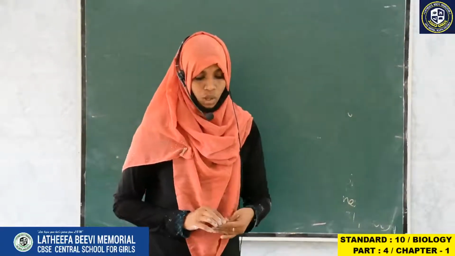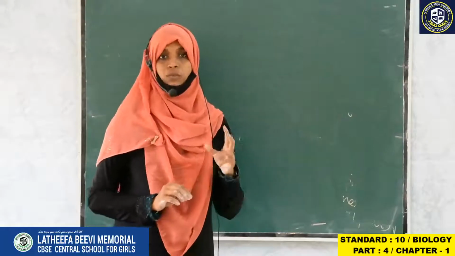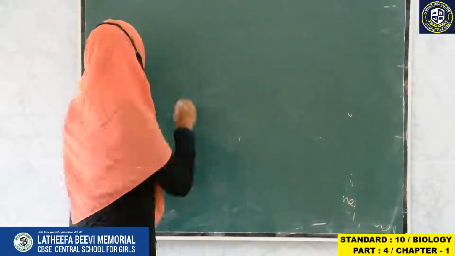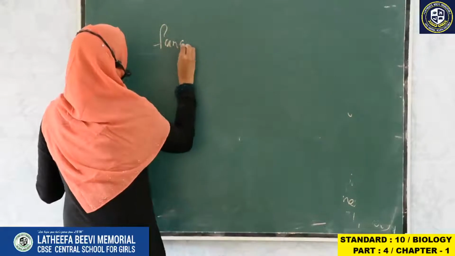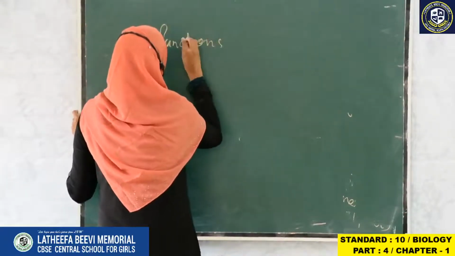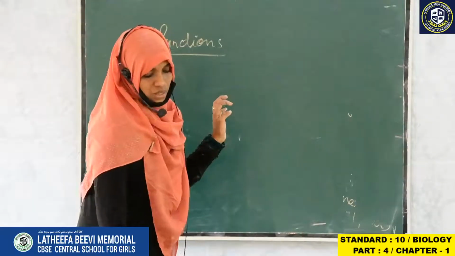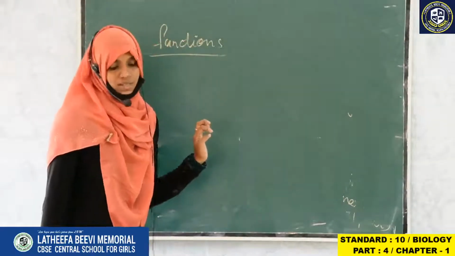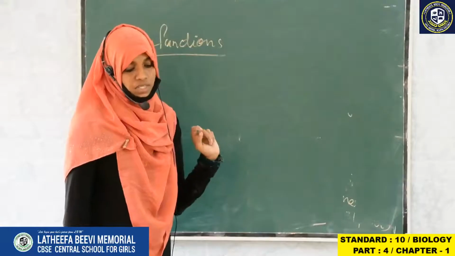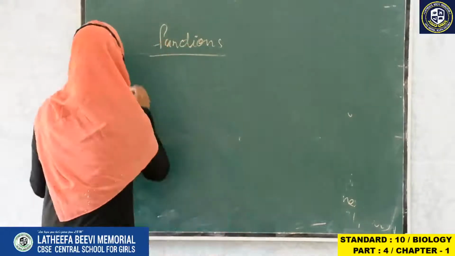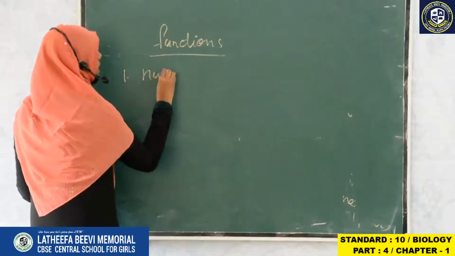So what are the functions of the cerebrospinal fluid? The first function is that it provides nutrients and oxygen to the tissues and the brain.